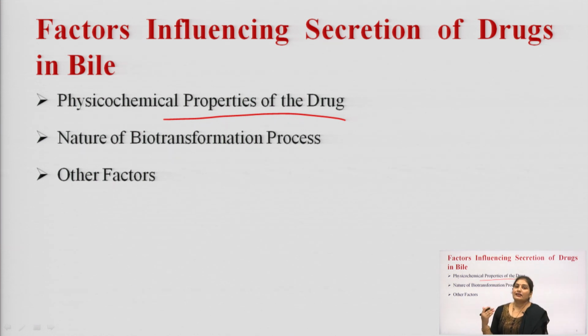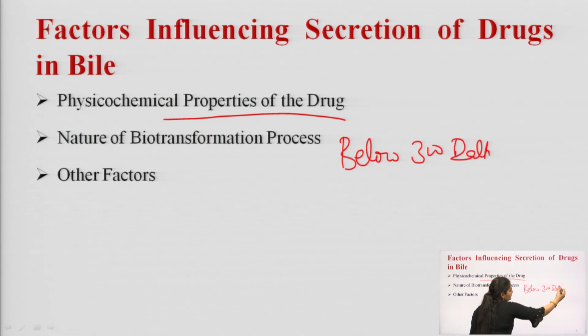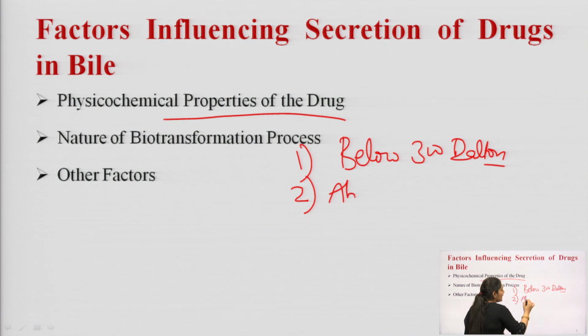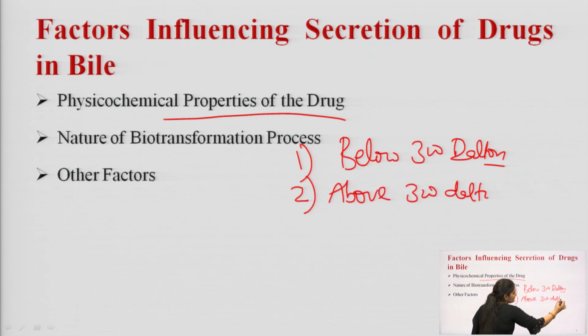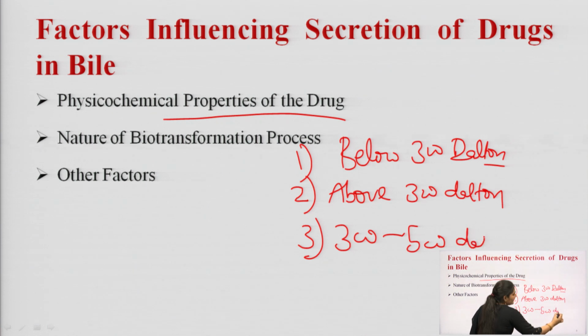So, we can say that for a drug compound, below 300 Dalton, we have three different categories. In the first category, the drug compounds have molecular weight less than 300 Dalton. In the second category, it is above 300 Dalton, and in the third category, it is between 300 to 500 Dalton.